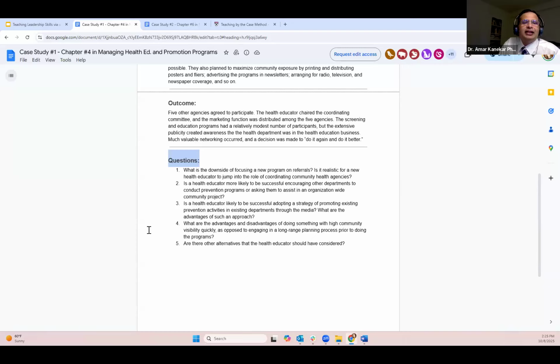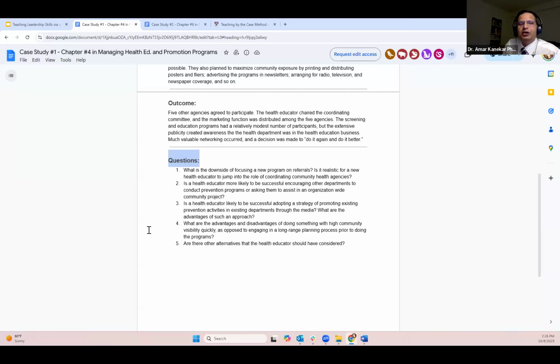Is a health educator likely to be successful adopting a strategy of promoting existing prevention activities in departments through the media? What are the advantages of such an approach? What are the advantages and disadvantages of doing something with high community visibility quickly as opposed to engaging in long-range planning? Are there other alternatives that the health educator should have considered?